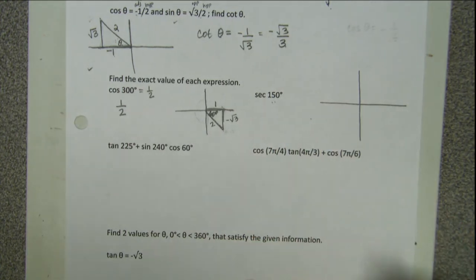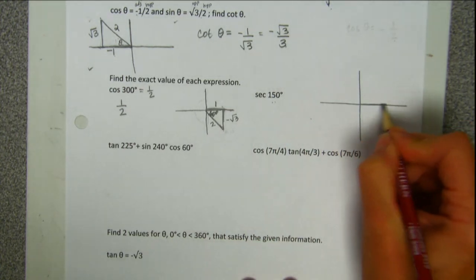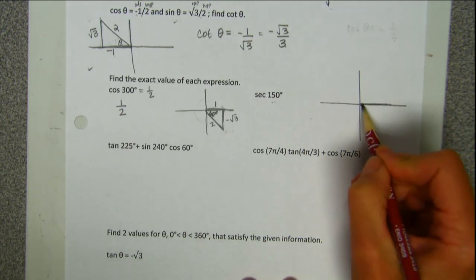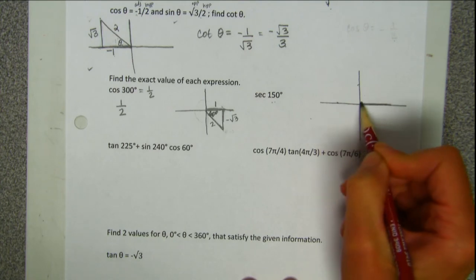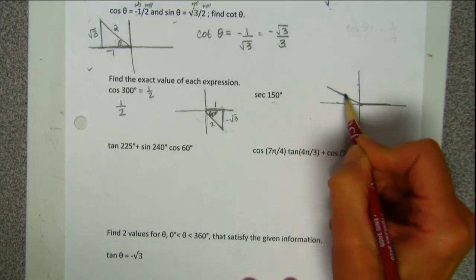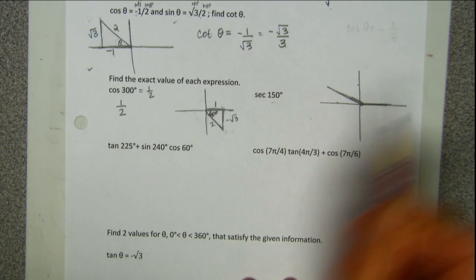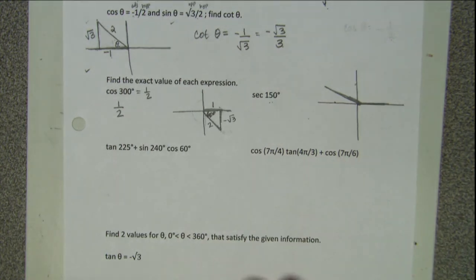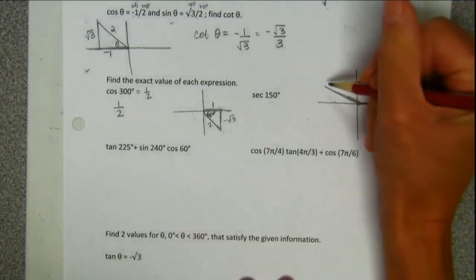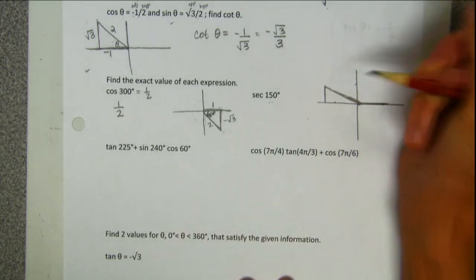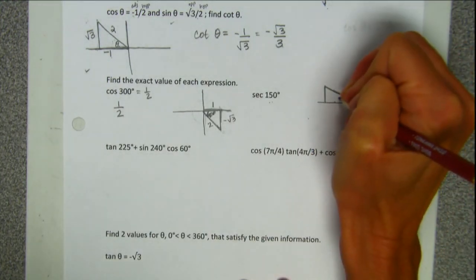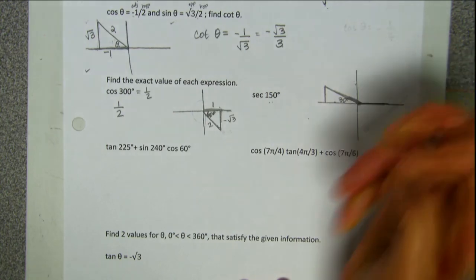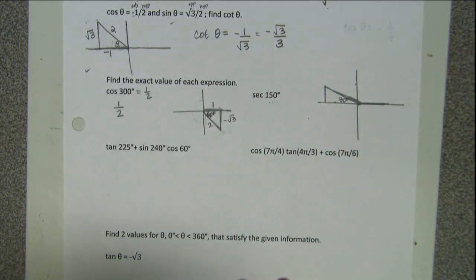Okay, so 150 degrees, we've got to figure out where it is. I'm starting in initial ray in standard position. I am going 90, 180. Okay, so 150 is here. In order to get the secant of 150 degrees, I'm going to use a reference angle, which means I'm going to drop a perpendicular to the x-axis. How big is my reference angle? 30. 30, because 150 to 180 is a 30-degree difference.